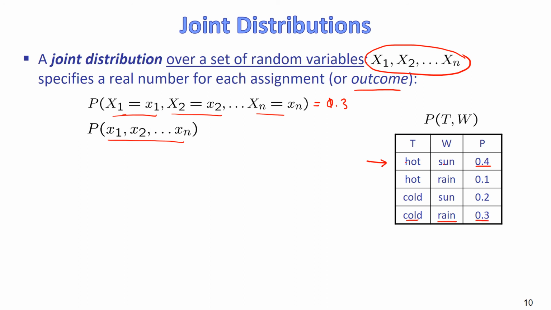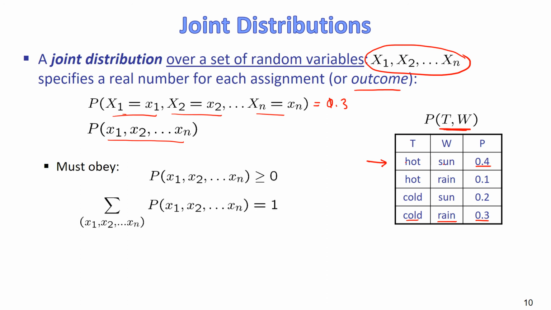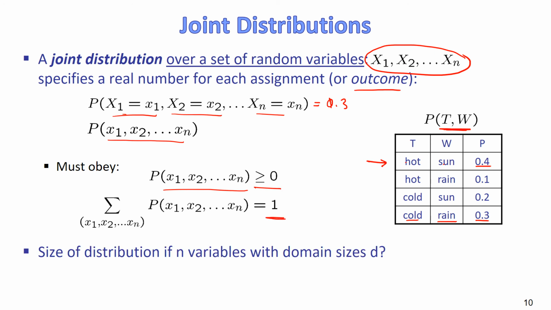So that's called a joint distribution because we have multiple random variables. If it's just one, it's called a probability distribution. But with more than one, it is called a joint distribution because we are jointly giving the probabilities. We give the probabilities when we have a value for each variable. And of course it must obey the rules of the probability distribution. So any probability is greater than or equal to 0 and the sum of all probabilities is 1.